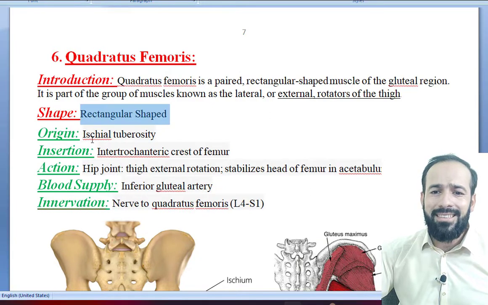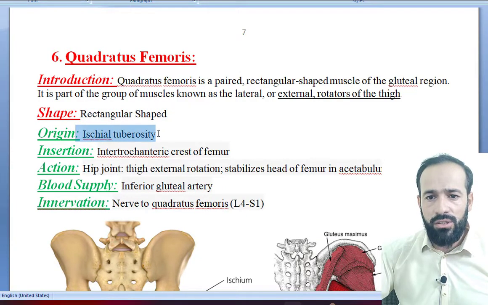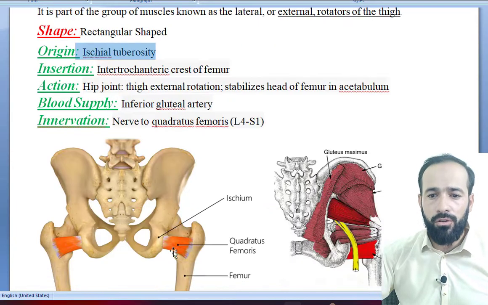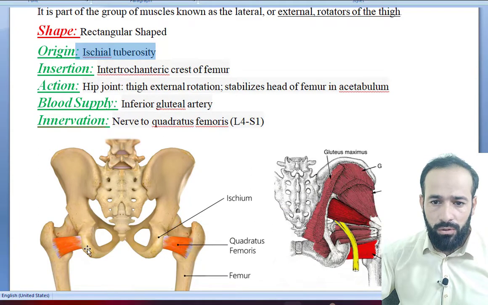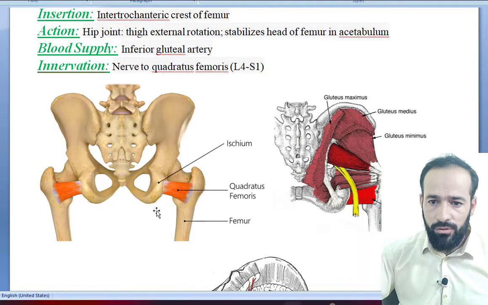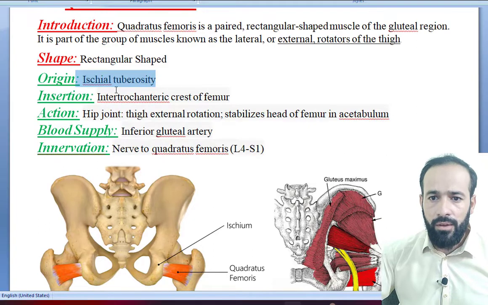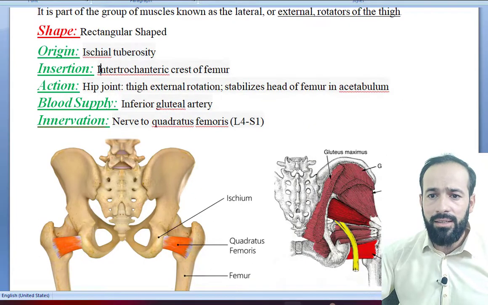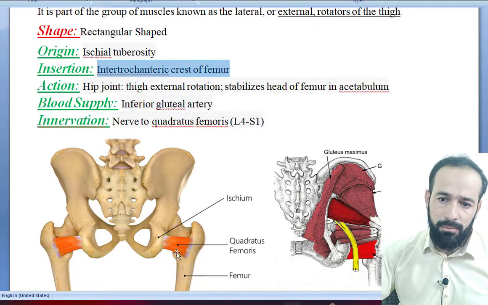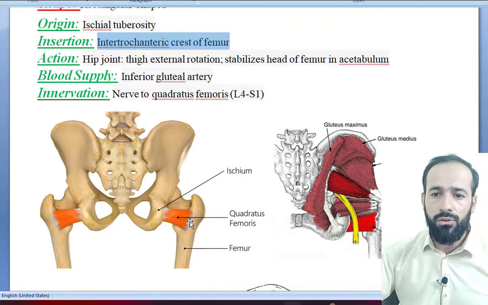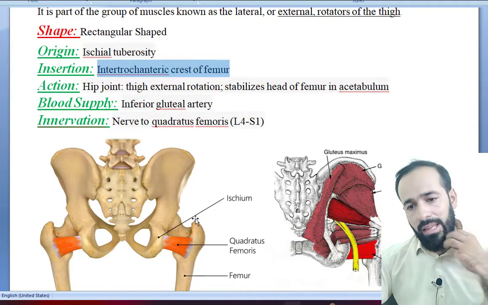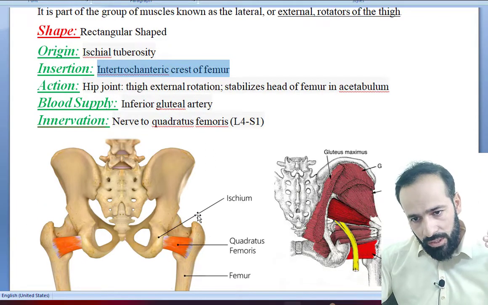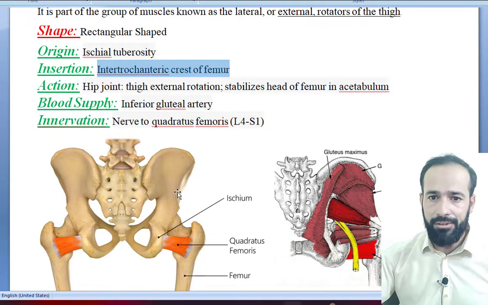From where does it get its origin? It gets its origin from the ischial tuberosity, right? This is the ischium bone and this is the ischial tuberosity, so it gets its origin here and it inserts into the intertrochanteric crest of the femur. Intertrochanteric: between two trochanters there is a crest which is called the intertrochanteric crest. And in that crest, the quadratus femoris muscle will insert.